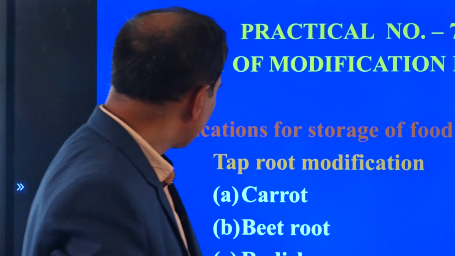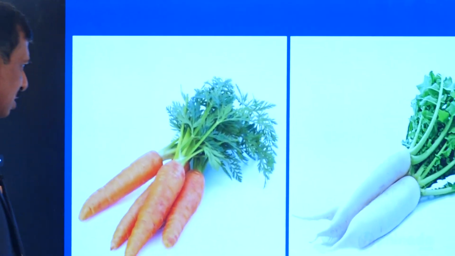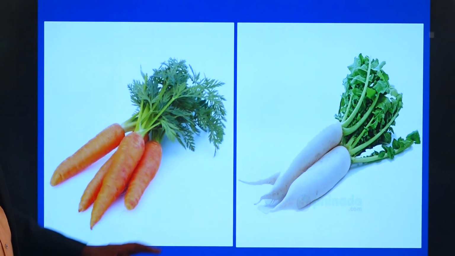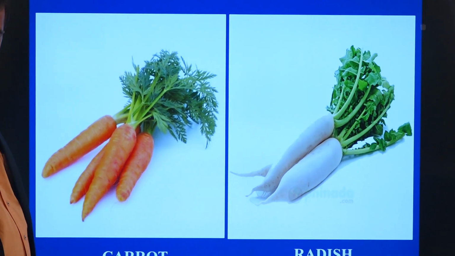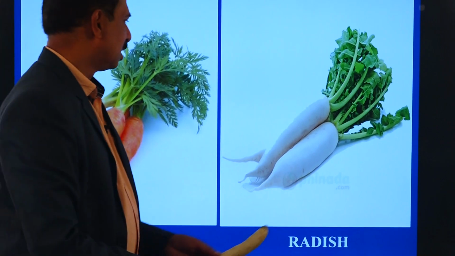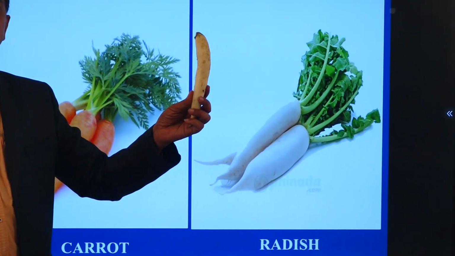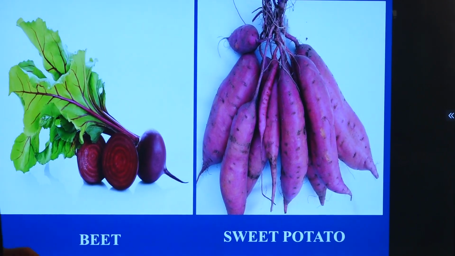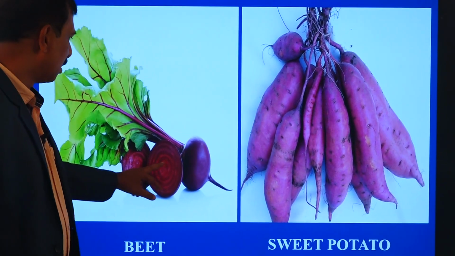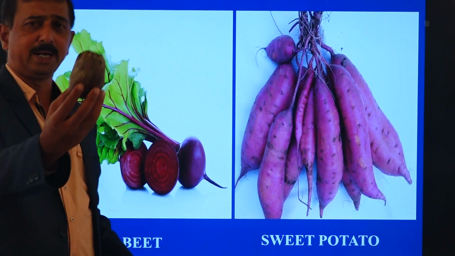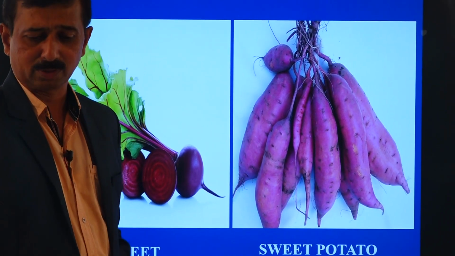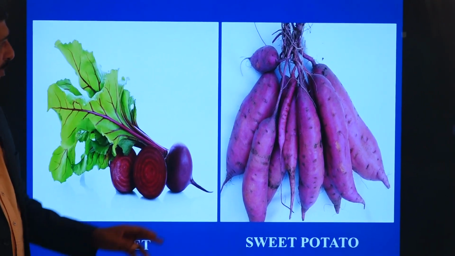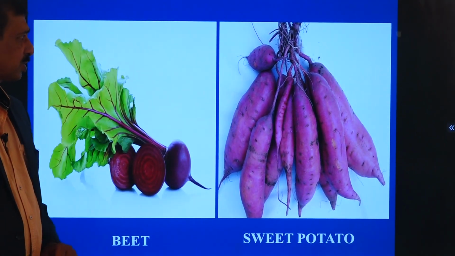Now let us have some pictures here. This is carrot for storage of food, conical root. This one is radish, fusiform root. The next one, see here is beetroot, napiform root. There is one more, sweet potato here. It is adventitious root modification.